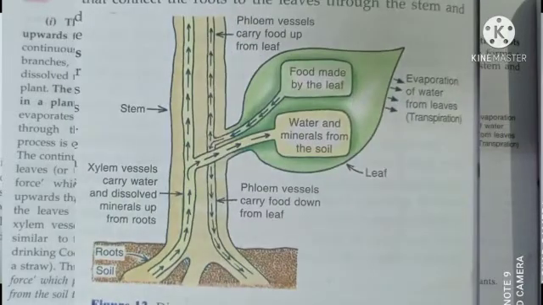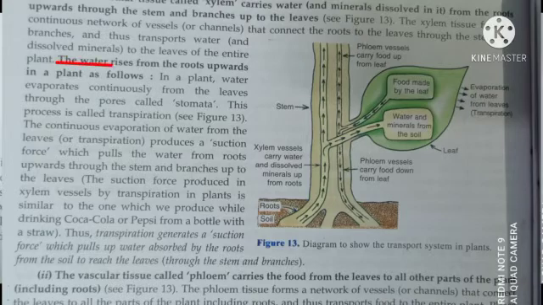Look at the figure 13. The xylem tissue forms a continuous network of vessels or channels that connect the roots to the leaves through the stem and branches and thus transport water and dissolved minerals to the leaves of the entire plant. The water rises from the root upwards in a plant as follows.